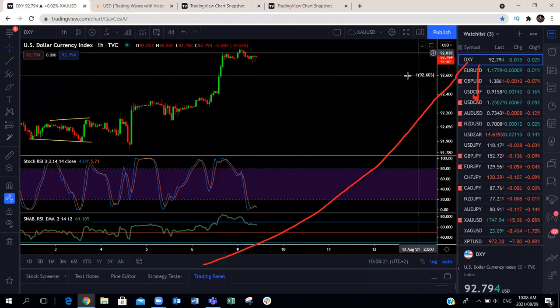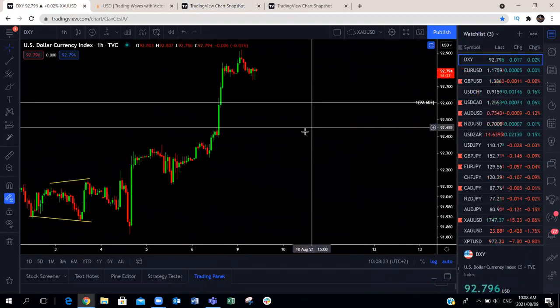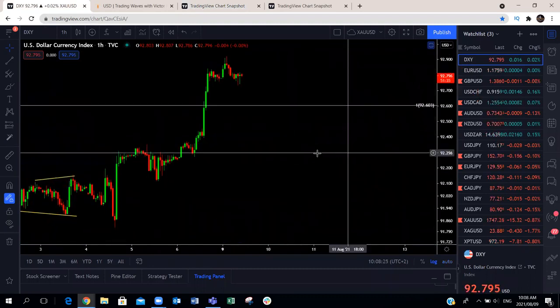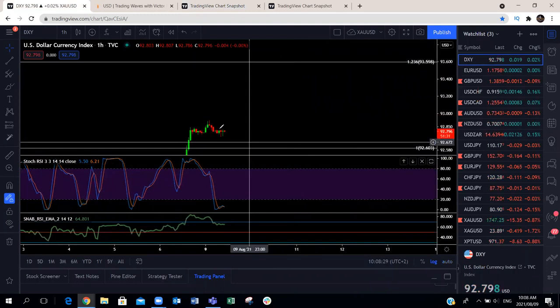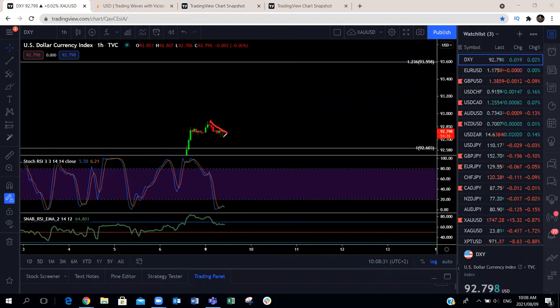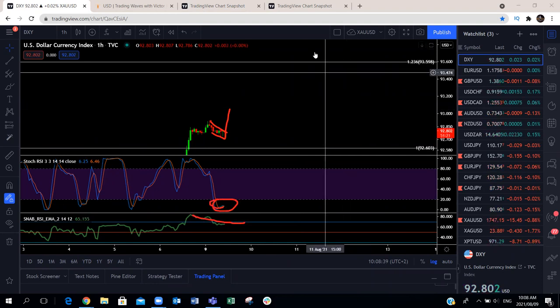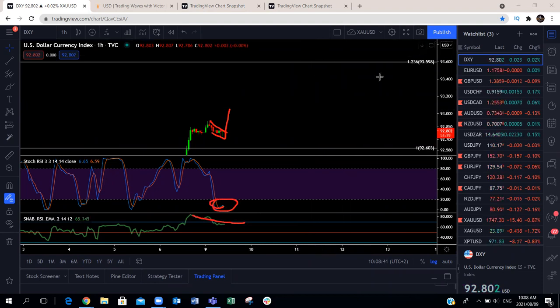Let's have a look at the DXY. The DXY is still showing us continuation to the upside here on the 1 hour. The indicator is still showing us upside here. We are making this pullback 1 hour flag, so we'll expect the DXY to push a little bit higher. We have already reset it, and the RSI is well above 50 on the 1 hour. So we should see continuation to the upside.